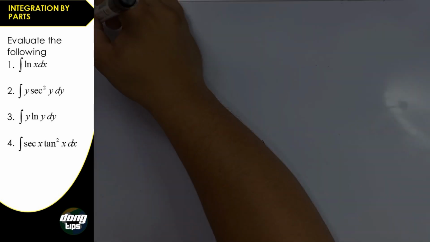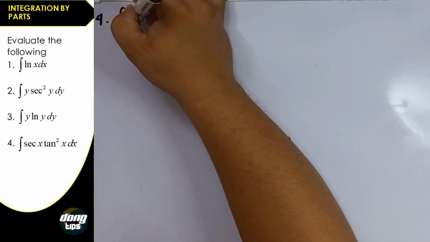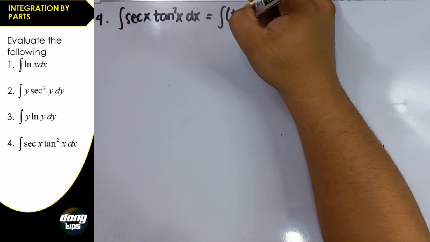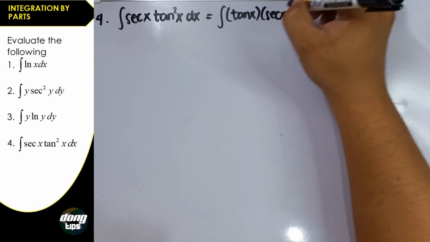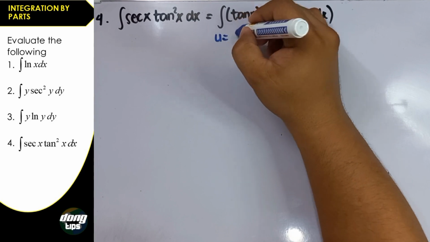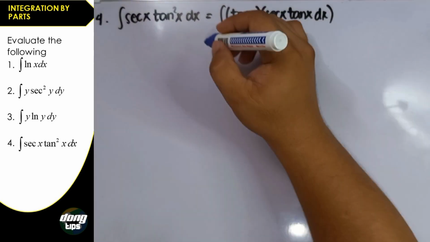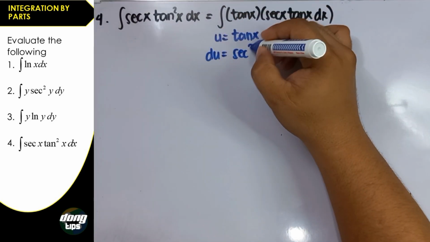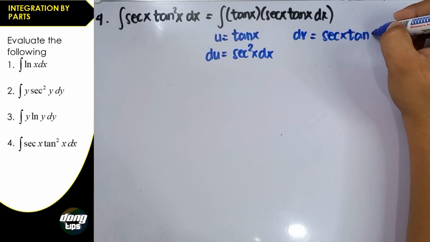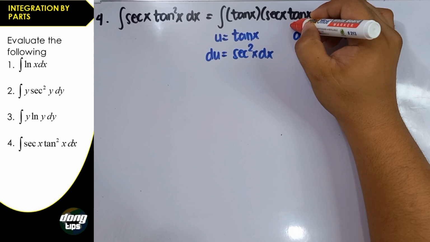For the last item, integrate secant of x tangent squared x dx. Important tip, is what we've learned from the last problem. We must assign values of u and dv, that would result to less complicated values of du and v, respectively. Let's use tangent of x as our u, its derivative is secant squared x dx. dv will be secant x tangent of x, integrate this, and we'll have v equals to secant of x.